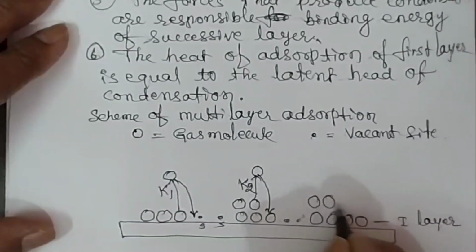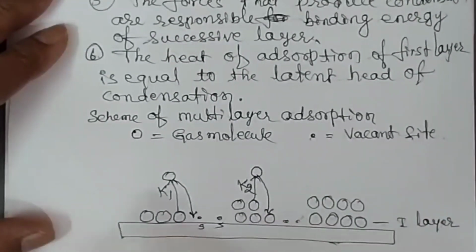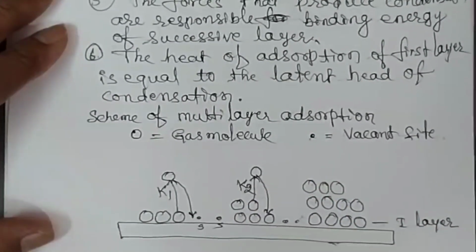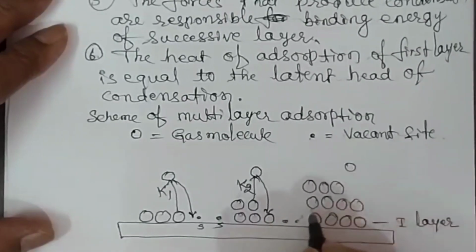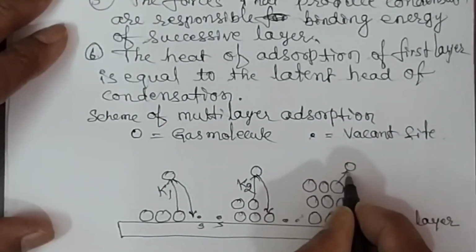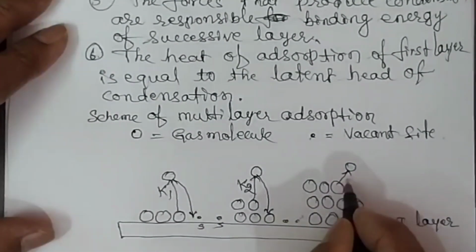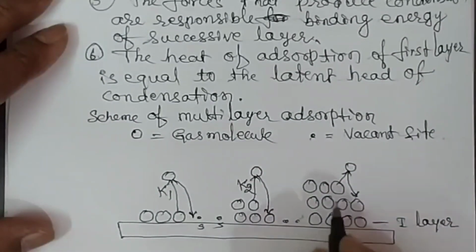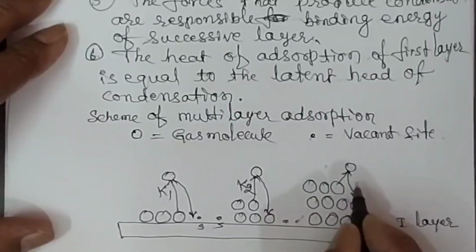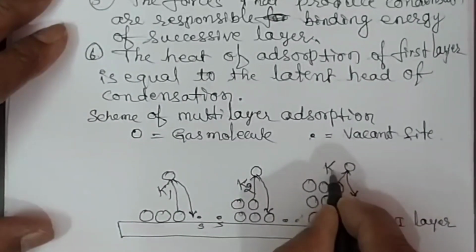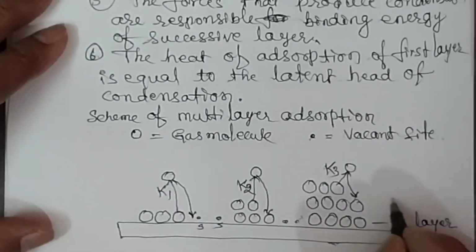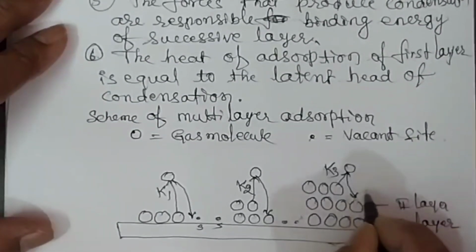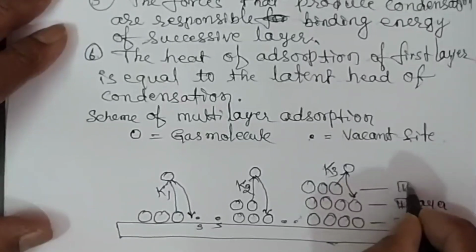Similarly here, suppose the second layer is there and the third layer is formed in this way, and if one gas molecule evaporates, it forms the second layer, and if it condenses or adsorbs over this, the third layer is formed. In this way, there is equilibrium between them, and this is the second layer, and this is the third layer.